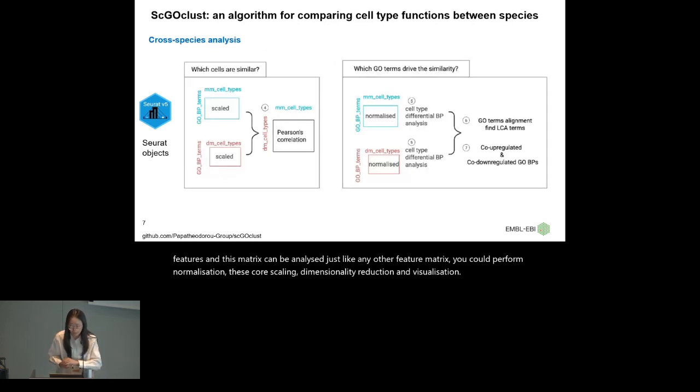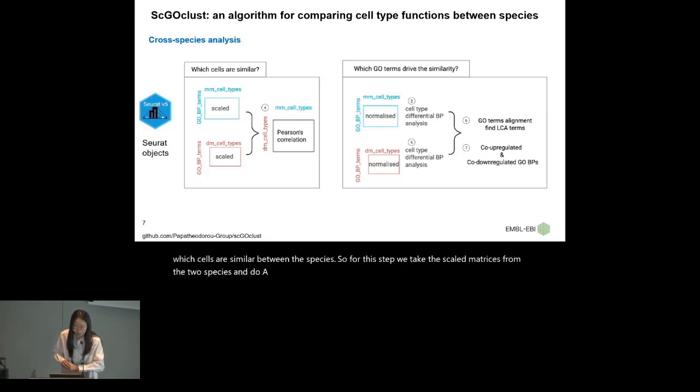In terms of cross-species comparison, we mainly focus on two questions. The first question is which cells are similar between the species. For this step, we take the scaled matrices from the two species and do a correlation study between them. Therefore, we can highlight the pairs of cell types that show an increased degree of similarity. And after we identify these pairs, we are able to see which GO terms are actually driving this observed similarity.